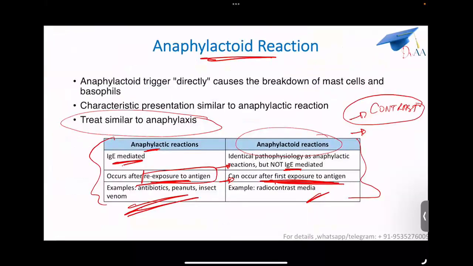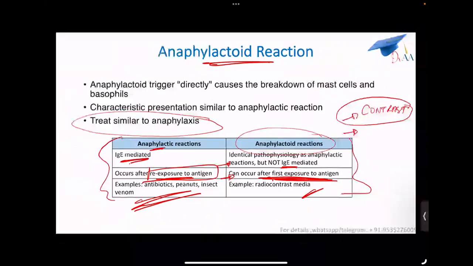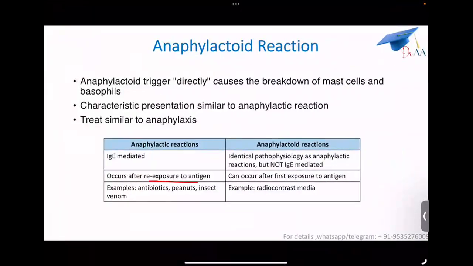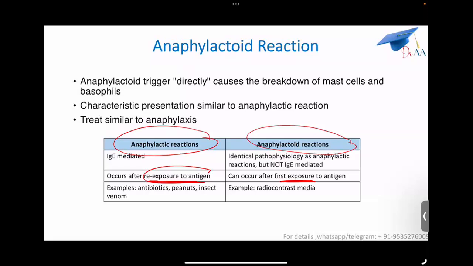Anaphylactoid. No, the last one. Yeah, this one. So basically, there should be a re-exposure to the antigen. If there is no re-exposure, only first exposure, it is anaphylactoid. Re-exposure is an anaphylactic reaction. Rest everything remains the same. The same person who's taking an antibiotic the first time, it's anaphylactoid. If he uses it again, it will be anaphylactic.